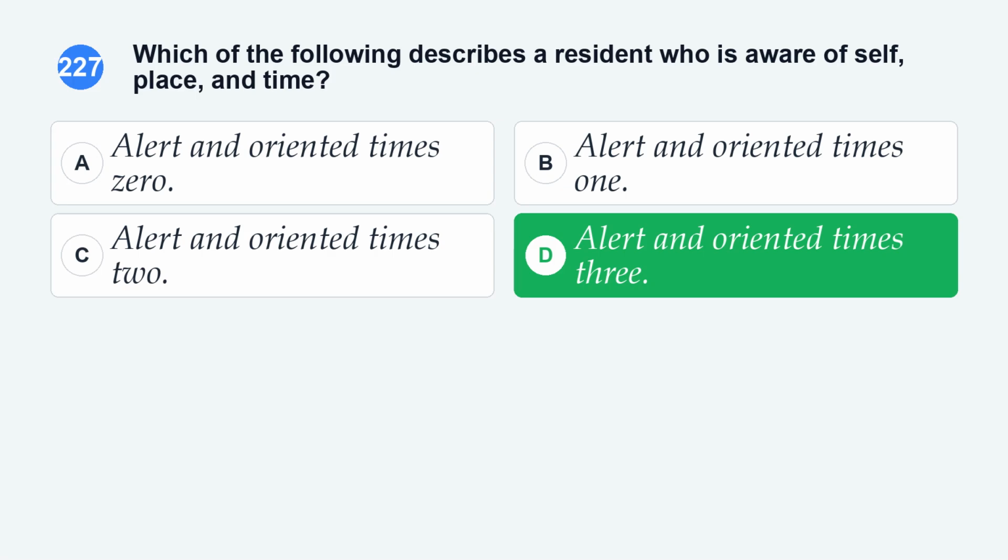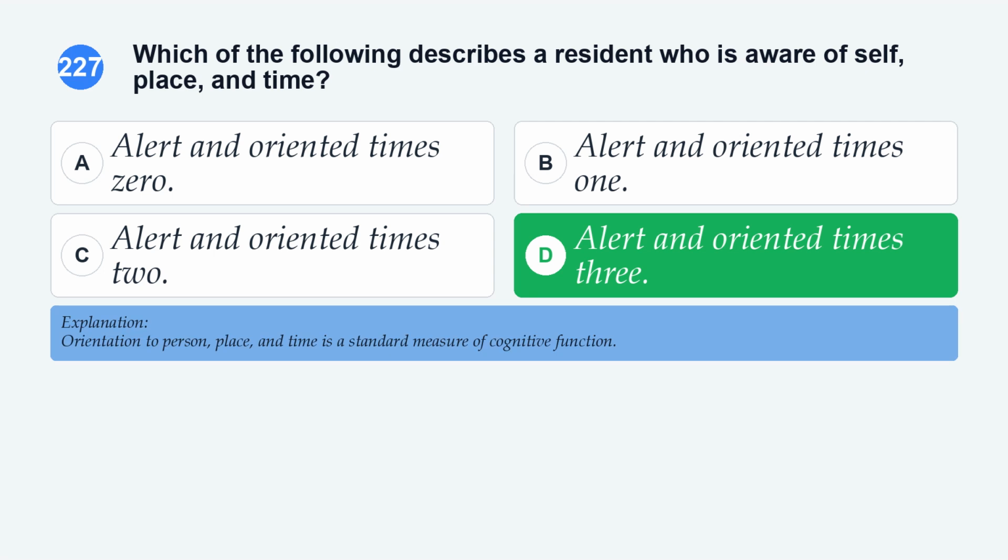The correct answer is option D, alert and oriented times 3. Explanation. Orientation to person, place, and time is a standard measure of cognitive function.